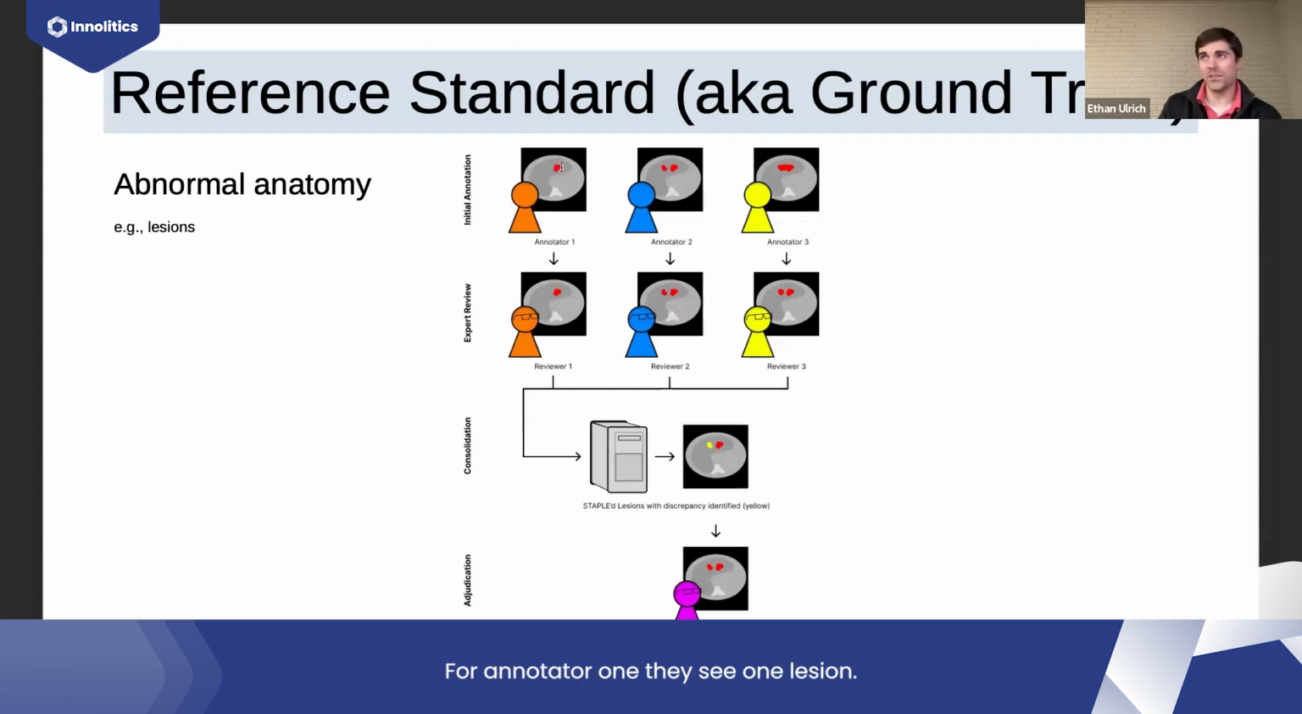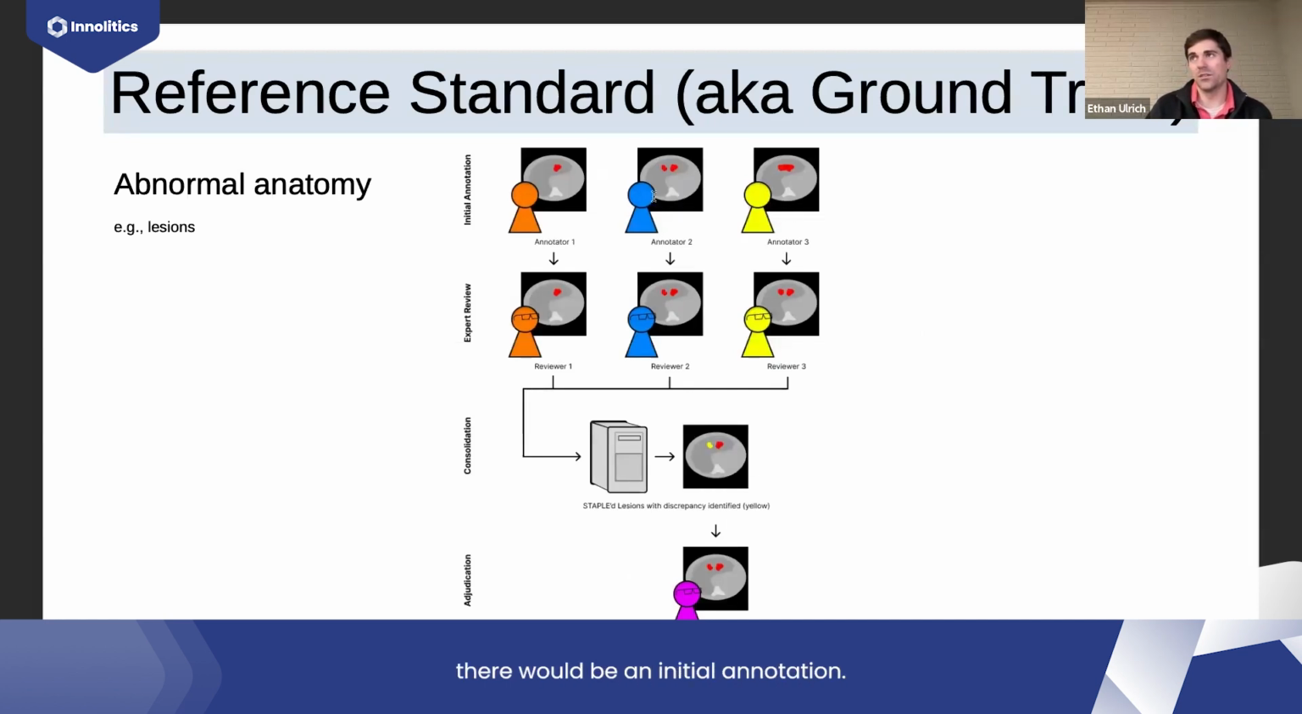For annotator 1, they see one lesion, but annotator 2 actually sees two lesions. And then annotator 3 might see one big lesion. What do you do about that? There's this variation in what they believe is the true segmentation, so there's no surefire way to establish the ground truth. The FDA does accept, I think, multiple methods to do it. This is just one way to do it. Maybe a little bit on the more difficult side, but what you end up with is a very strong ground truth by doing it this way.